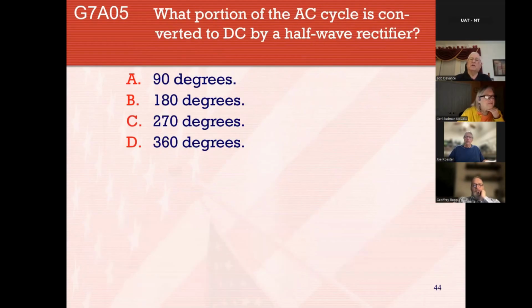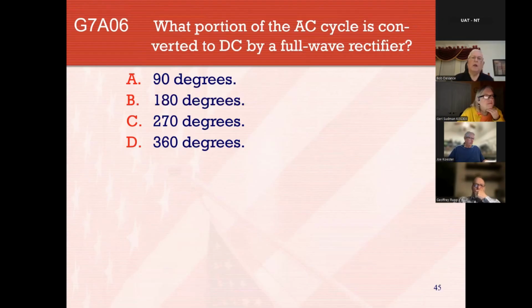What portion of the AC cycle is converted to DC by a half-wave rectifier? The one there that we just looked at. Okay, 180 degrees. It only takes half of the wave. A full wave is 360 degrees. A half wave is 180 degrees. What portion of the AC cycle is converted to DC by a full wave? Now we're using both halves of the sine wave, and so we're going to use all 360 degrees of it. 180 on each side, 180 on the positive peak, 180 on the negative peak, 360 degrees total, which means it's more efficient and it's easier to filter.